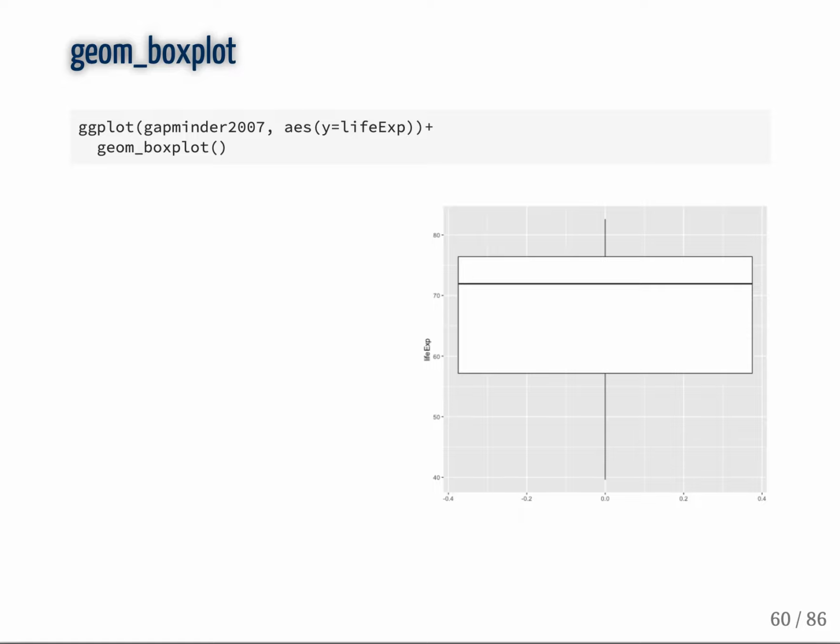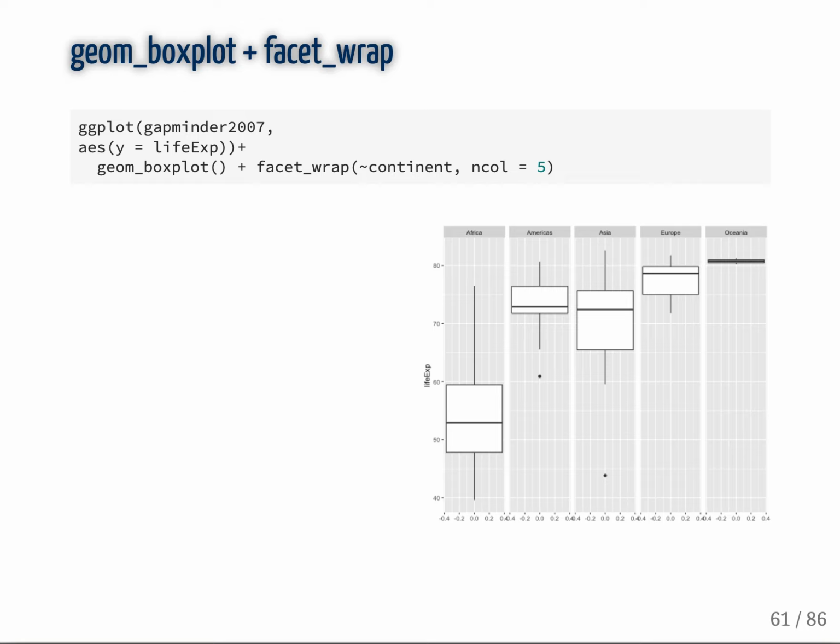If you want to draw one single box plot for life expectancy, here is the code. Only the life expectancy column is mapped to the aesthetic. To create separate panels for life expectancy, I added the faceting layer, facet_wrap. You can also specify the number of columns here. If you try facet_wrap continent tilde dot, then you will get a row-wise arrangement.